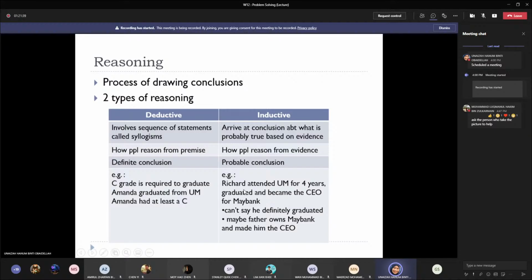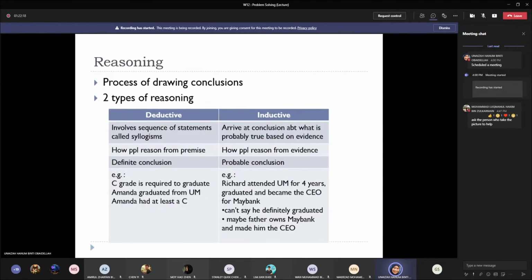We're not sure whether, in those 4 years, he dropped out of UM and continued his studies somewhere else. And we're not sure whether the degree, master's or PhD he gained from UM actually led him to this CEO post. It could be that his father owns the bank and made him the CEO. So there could be so many reasons, and you don't necessarily have to follow certain rules, compared to the deductive approach where you have a premise and conclusion.